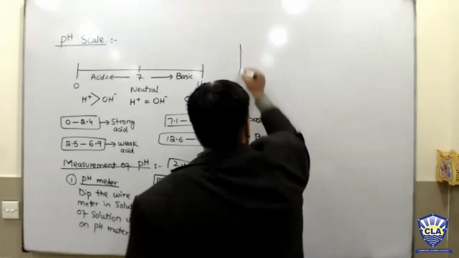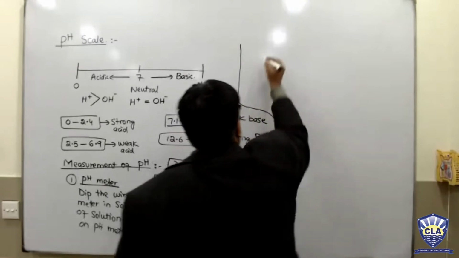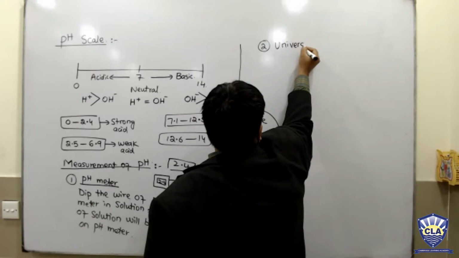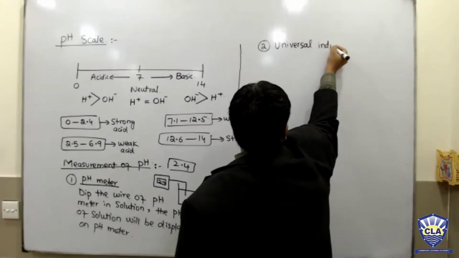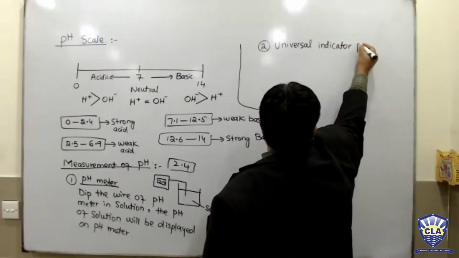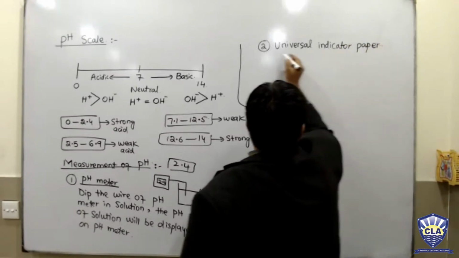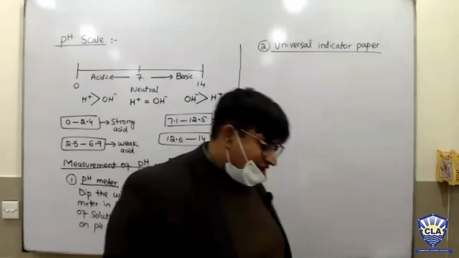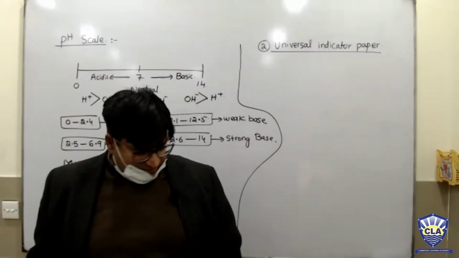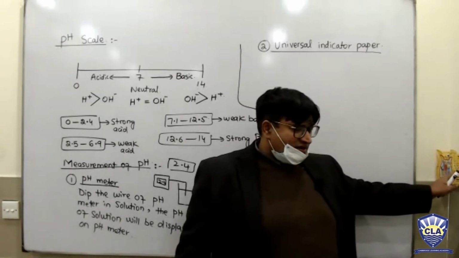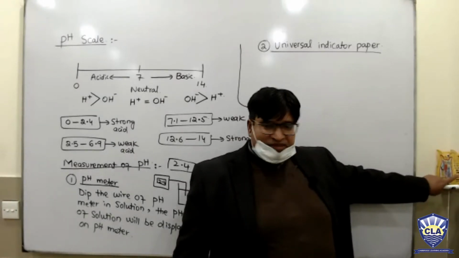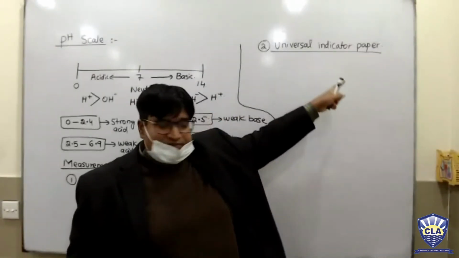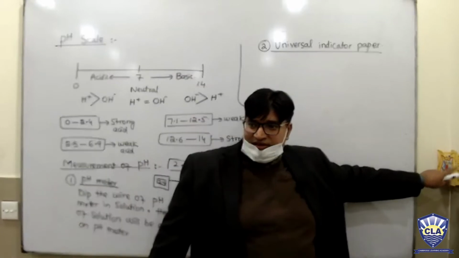Okay, my dear. So the second method by which you can measure the pH is the universal indicator paper. So universal indicator paper is a paper which is actually yellow in color. If you see this thing, this is yellow in color. So remember, the universal indicator paper is also this same yellow.